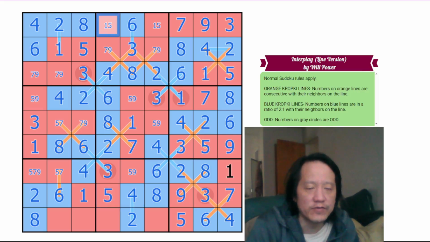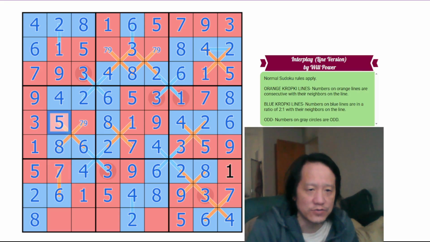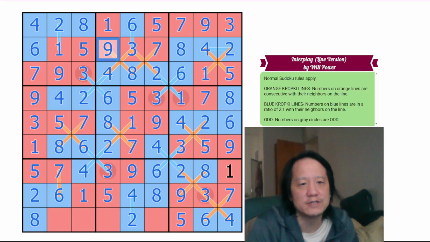5 eliminates 5 here, so this is 1 and 5. It also eliminates 5 here, so this is 9, which makes this 5 and 9. 5 eliminates 5 here, so that's 9. This can't be 9 anymore, so it's 7, which makes that 9. 9 eliminates 7 and 9 here, so it's 5, which makes this 7. 7 eliminates 7 here, so it's 5. 9 eliminates 9 here, so it's 7. 9 eliminates 9 here, so it's 7, which makes that 9.